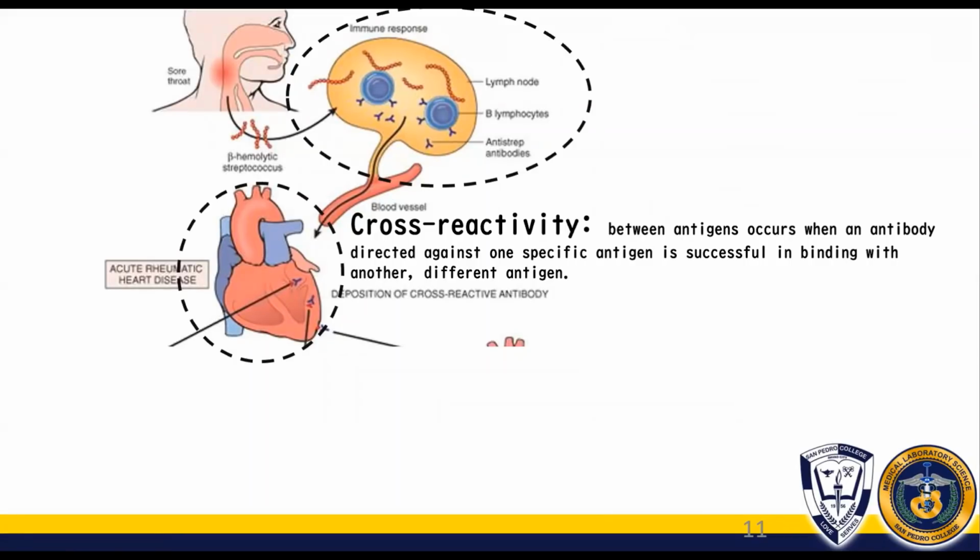In other words, class, the antibodies produced are supposed to be directed against streptococcal antigens only. But because these antibodies exhibit cross-reactivity, they are also able to bind with our myocardial tissues. These antibodies become deposited in the myocardial tissues, and they can trigger an immune reaction which will attack the myocardium, and this will cause a significant damage in our heart tissues.